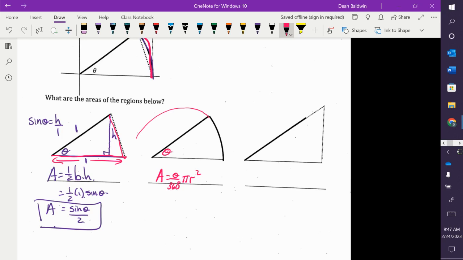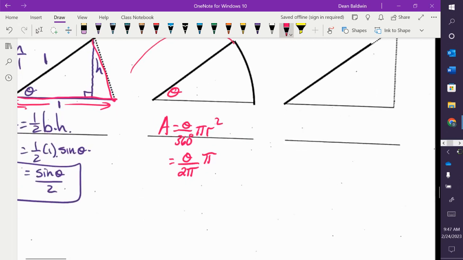All right? We don't want 360. What's 360 in rads? 2 pi. And our radius, what's the radius of the unit circle? It's 1. So I can put 1 squared. If you simplify this, boom, boom, you're going to get theta over 2.